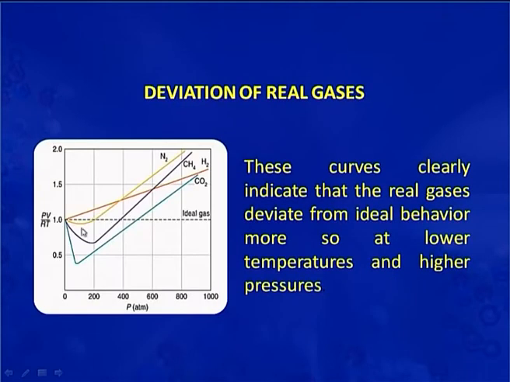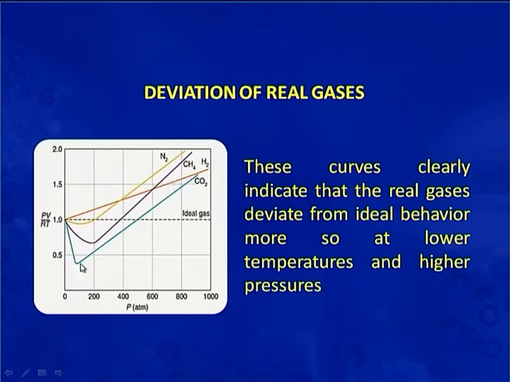As you can see here in this graph, this is the deviation for real gases. This curve shows clearly that the real gases deviate from ideal character. As you can see here, the value of Z is not unity, it is unity only for ideal gas, and a maximum deviation is observed here at lower temperature and high pressure. You can see in this graph, these are real gases showing maximum deviation here.